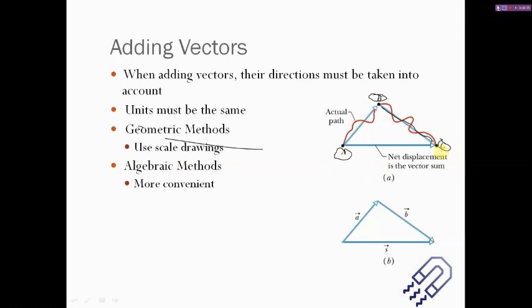So when we add vectors, their direction must be taken into account. And of course the units must be the same. It's not that one moment you are measuring length and the next moment you measure mass or weight. If you do that, then you cannot say that this is a vector. Vector addition means you are adding the same quantity. And then there are different methods to do that.